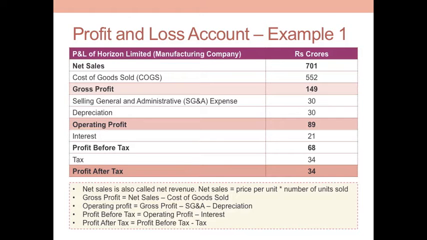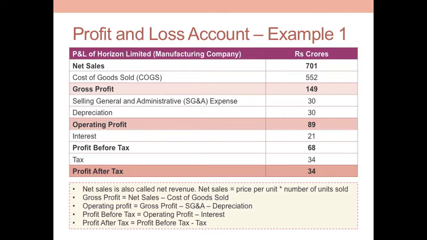Cost of goods sold is the direct cost incurred by the manufacturer. That is the cost of raw materials, labor, and other overhead expenses. Gross profit is simply net sales minus cost of goods sold. Selling general and administrative expenses or SG&A expense are the indirect costs of labor and other administrative expenses incurred by the manufacturer. Depreciation is the wear and tear of fixed assets such as the plant and machinery which are used to manufacture the hand phones. Operating profit is simply gross profit less SG&A expense less depreciation.